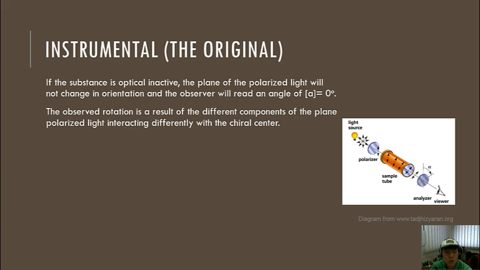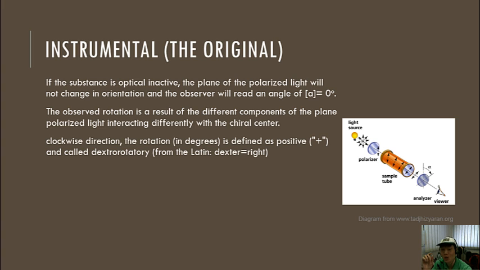If the compound in the polarimetry cell is optically active, the plane of the light would be rotated on its way through the tube. And this observed rotation is a result of the different components of the plane polarized light interacting differently with the chiral center. In order to observe maximum brightness, the observer, who in the olden days was a person, but right now we are all using machines, it is all automated, will have to rotate the axis of the analyzer back, either clockwise or counterclockwise, depending on the nature of the compound.